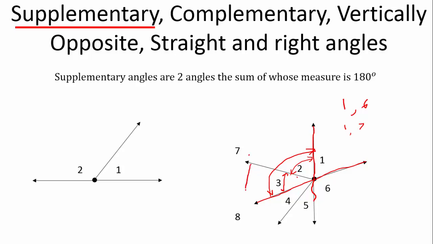What if we made this our 8 angle? Right? Then we could say that 2 and 8 are supplementary angles, because as you can see, there's a straight line and there's an 8 and a 2. And here you can see that 2 plus 3 plus 4 plus 5 will always equal 180 degrees.